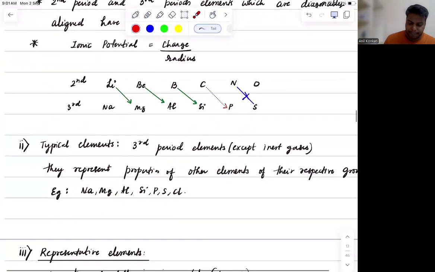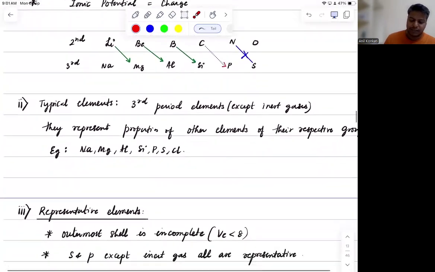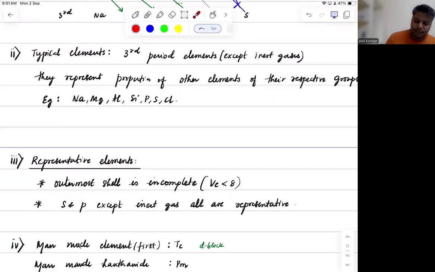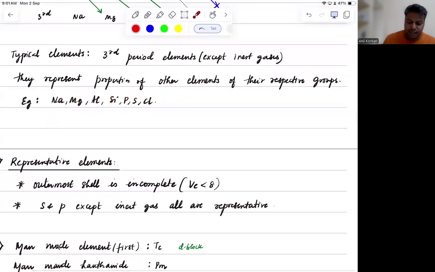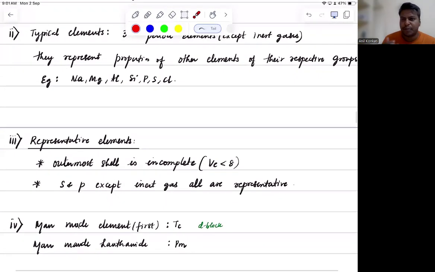Okay, next. Typical elements. The third period elements, except the inert gases, right? These are called typical elements. That includes sodium, magnesium, aluminum, silicon, phosphorus, sulfur, chlorine, all of them. These elements mainly represent the other groups. So that's why they are called typical elements. Got it? Represent as in their property is the first which will showcase in the compounds.